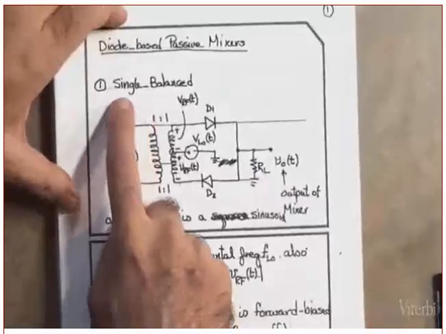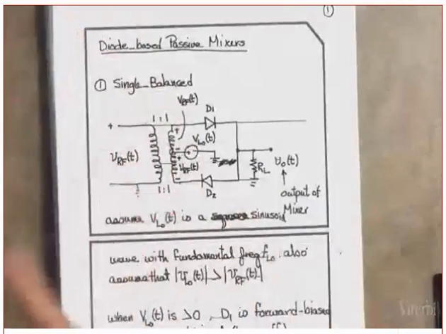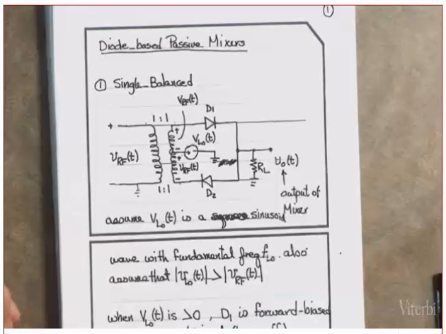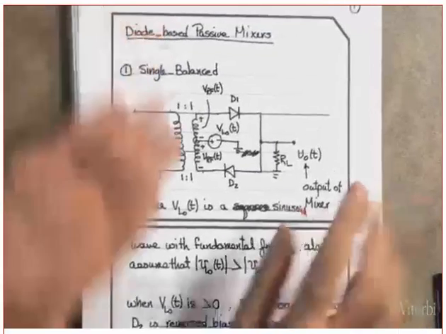This is the first one. Single balanced. How did we define single balanced? In a single balanced, either the RF or the LO will show up at the IF. Did you get this or not? Yes or no?